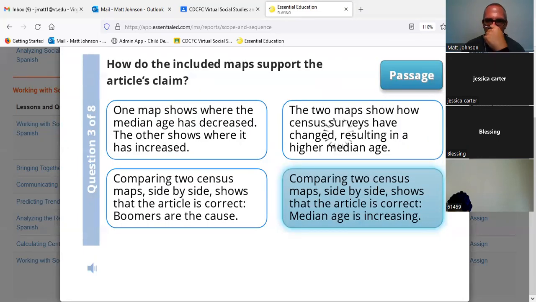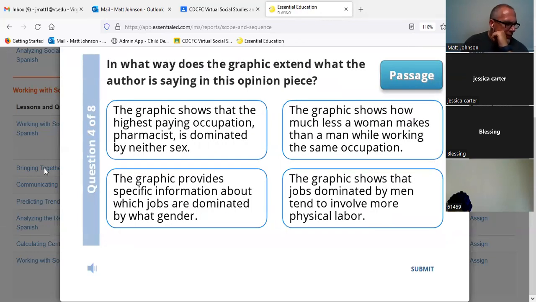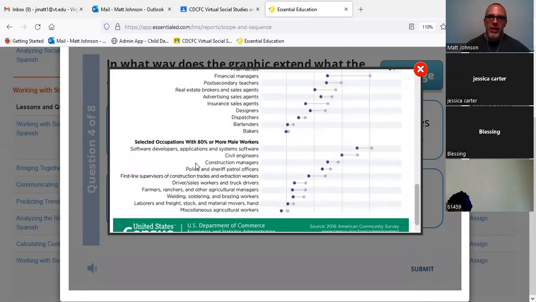All right, keep going here. Excellent. Let's go on. Next one here: in what way does the graphic extend what the author is saying in this opinion piece? So this was interesting. Women and the wage gap, and a different type of graphic.